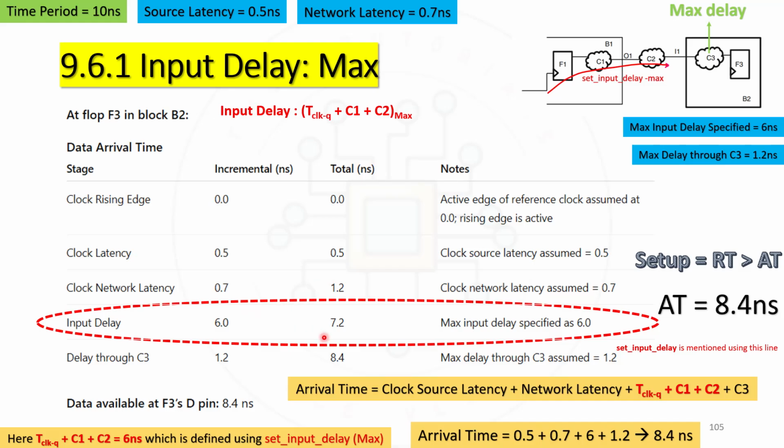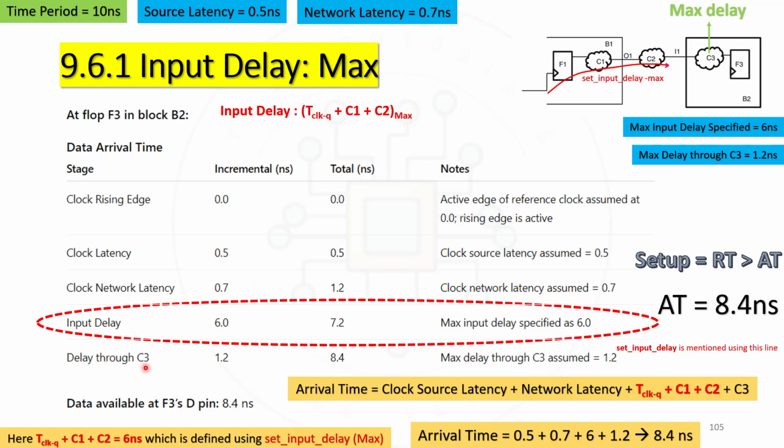So 1.2 plus 6 will give 7.2 nanosecond. Here the maximum input delay specified is 6. So the maximum time that we are assuming from here to here is 6 nanoseconds. The total time we have got now is 7.2 nanosecond till this particular input port.